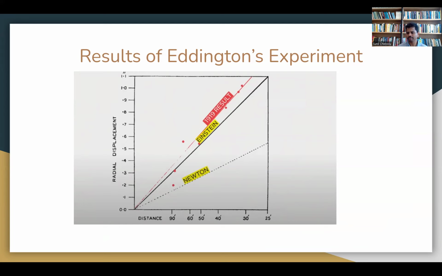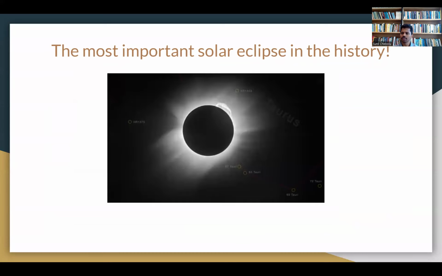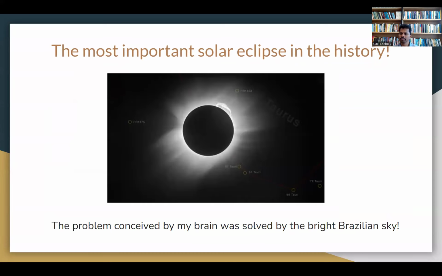Although for most terrestrial things, you don't need Einstein's theory, if you want really accurate answers, like for GPS and other things, you want Einstein's theory. And that is why the eclipse of 1919 is regarded as the most important solar eclipse in history, because it completely changed our perspective of the universe.